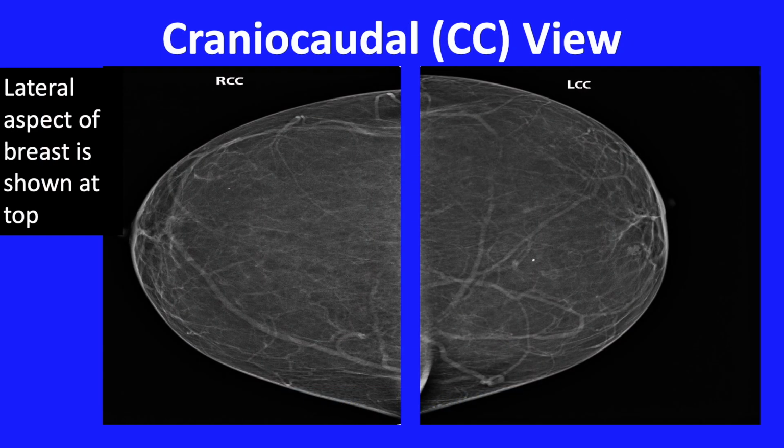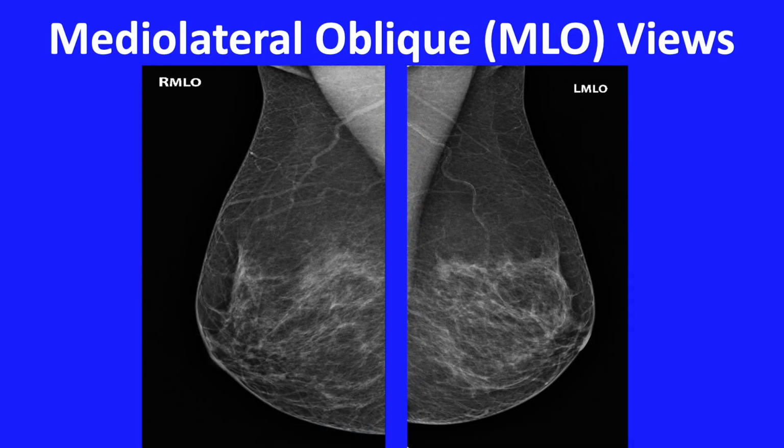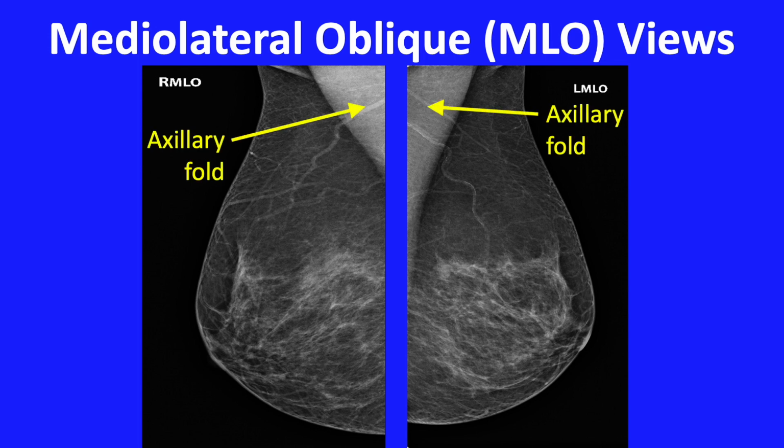Here, we demonstrate the craniocaudal appearance of both breasts. The convention is to display the lateral margin of the breast facing upwards. In this patient, the predominant radiographic density is that of fat. This will be discussed momentarily. And here are the medial-lateral oblique views of both breasts. Note the oblique additional density of axillary folds. By convention, the axilla are displayed facing upwards.